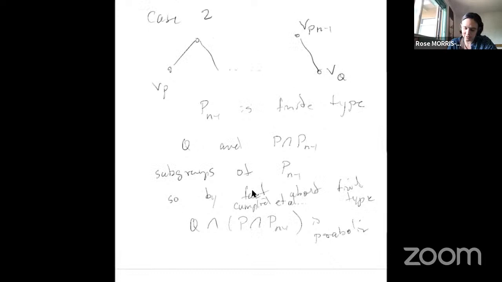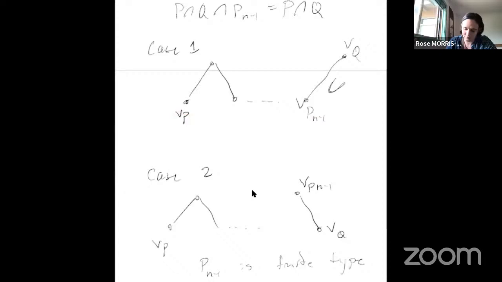So maybe I'll leave case one as an exercise. Once you have this inclusion, it's not hard.